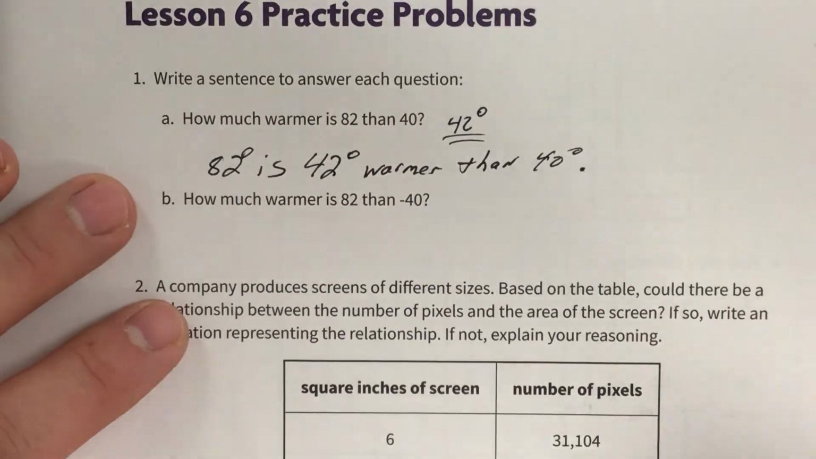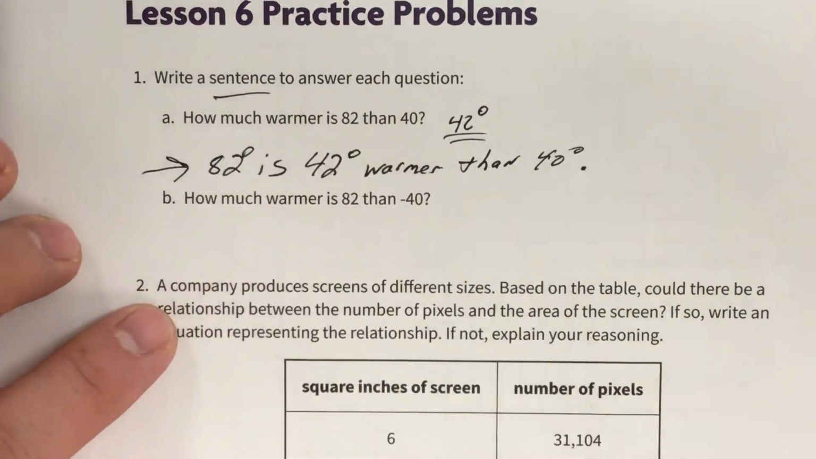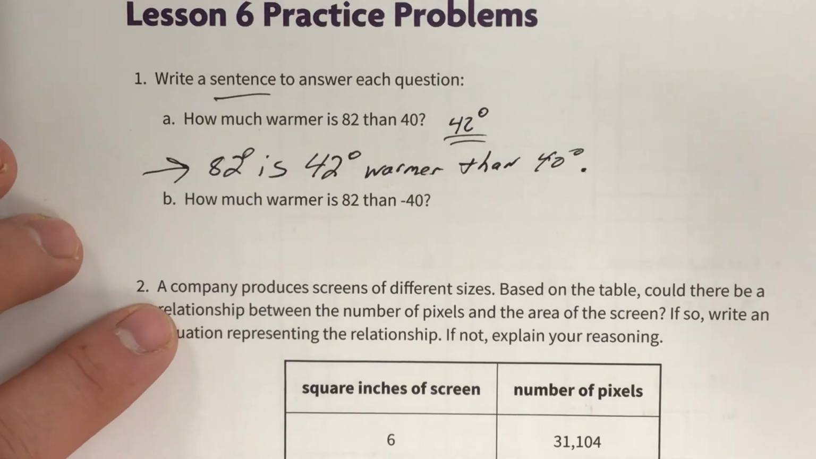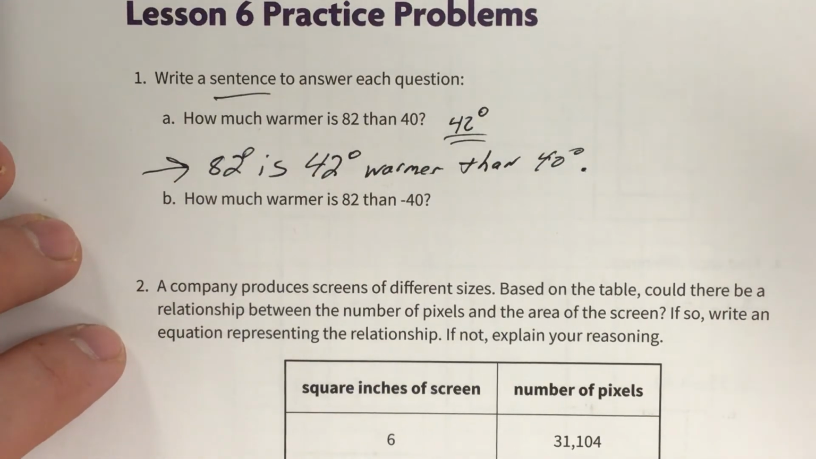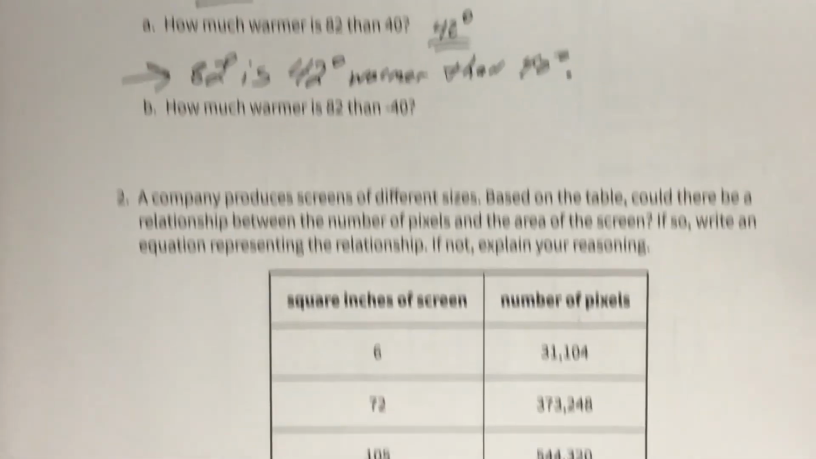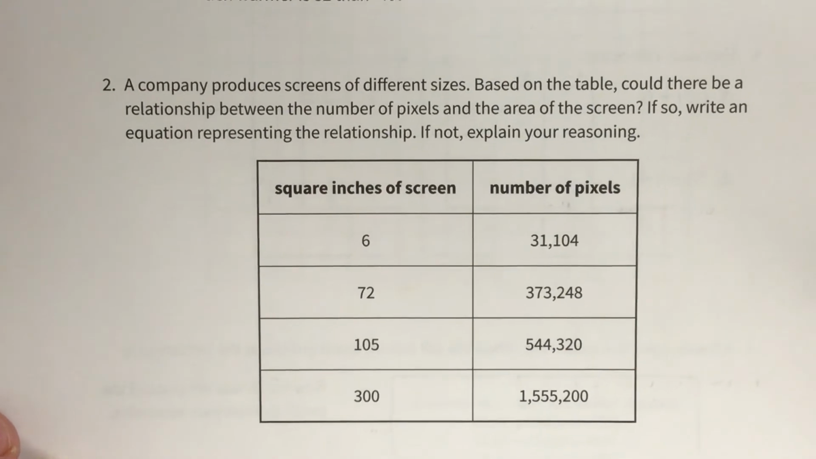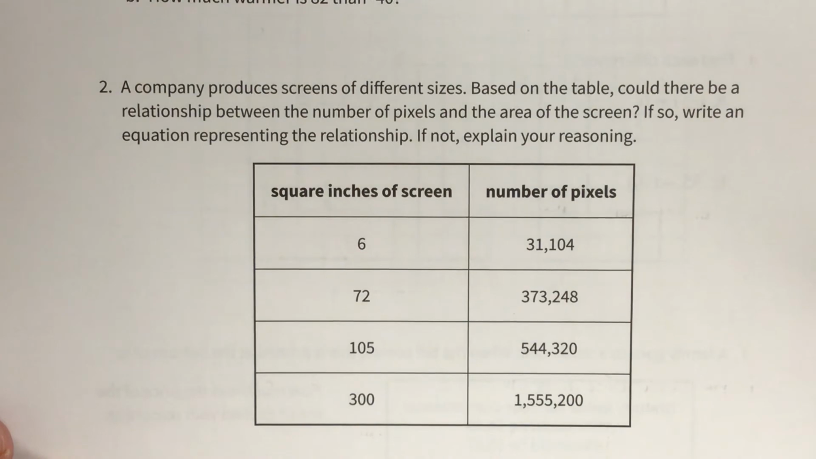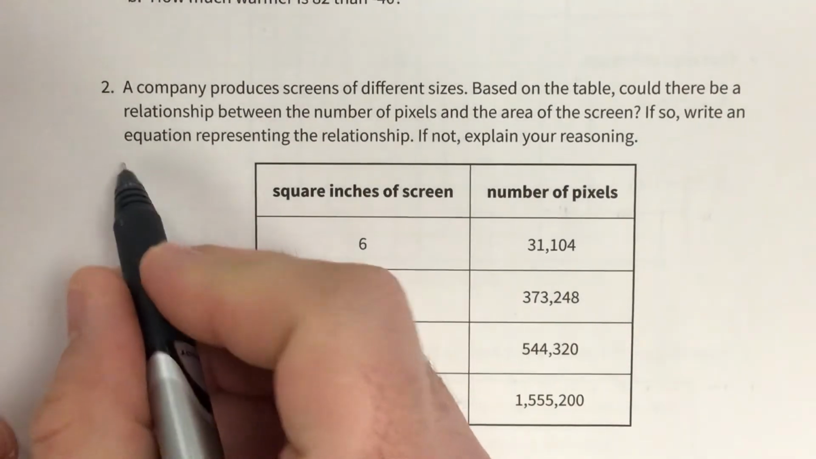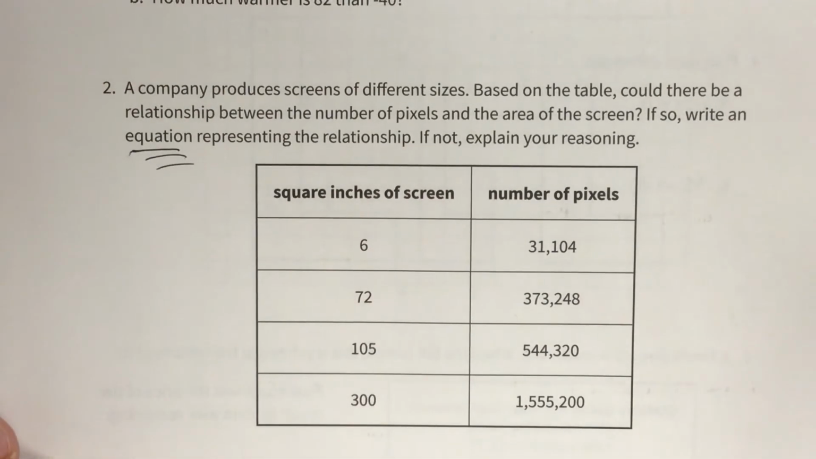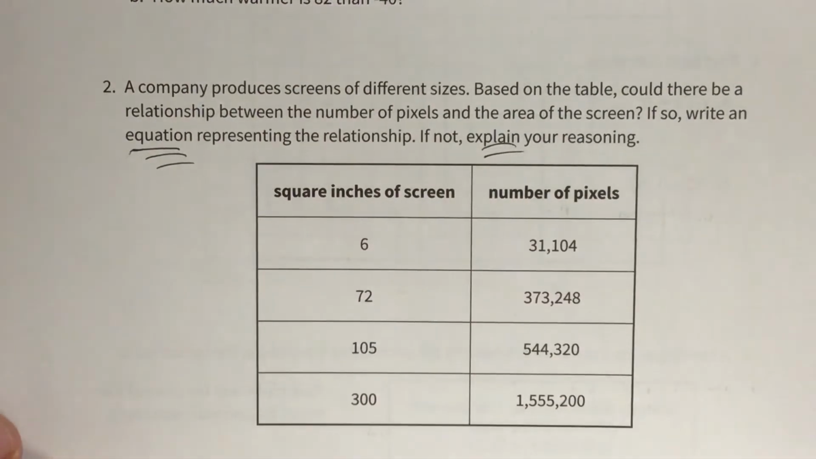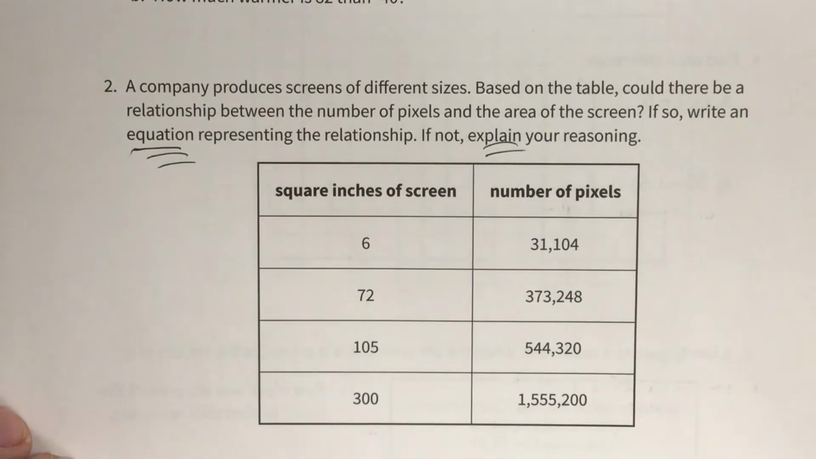So that is basically, I found the answer and I wrote it as a sentence only because that's what the directions stated. Question number 2. Proportional or not? Is there a relationship? If so, write the equation. If not, explain why. So you either write the equation or you have to explain why it's not.